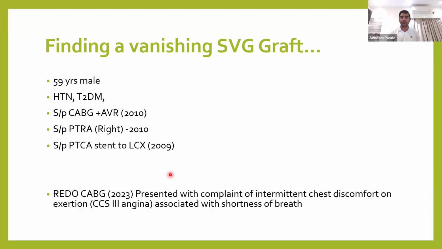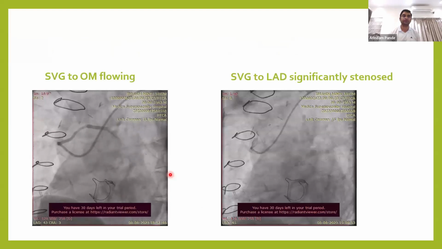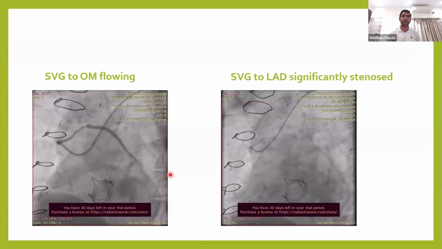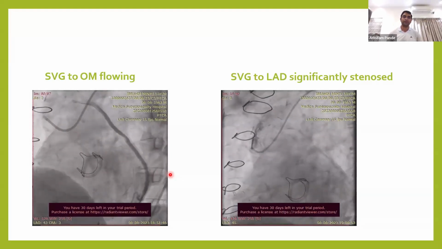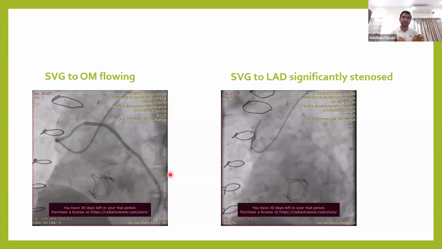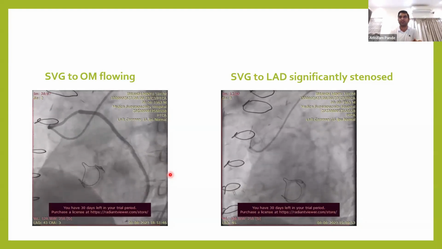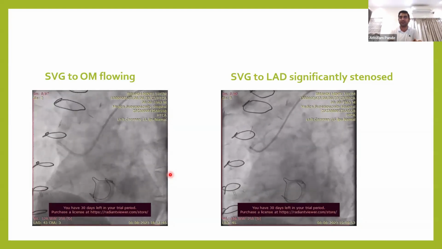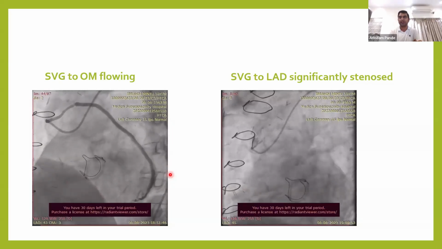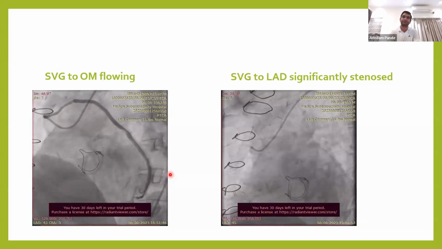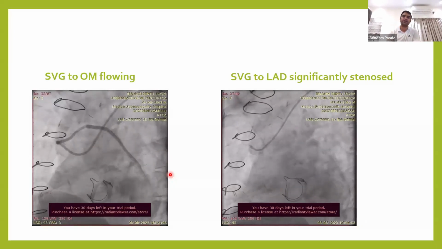Now after the redo he was doing good, but after again 1.5 years he started having symptoms, significant angina, shortness of breath. So we went ahead and did the angiogram. So this was the OM bypass. This was a left dominant circulation. The graft to the OM was flowing, but the graft to the LAD was having significant stenosis. This was the graft which was done in the redo surgery. So just 1.5 years back. So this has a significant issue.